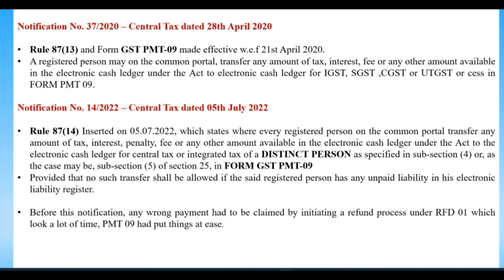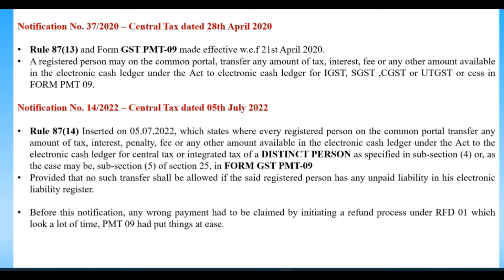On 28th April 2020, with effect from 21st April 2020, by Central Tax Notification 37/2020, Rule 87 Sub Rule 13 and Form GST PMT 09 were made effective. Rule 87 Sub Rule 13 states that a registered person may, on the common portal, transfer any amount of tax, interest, fees or any other amount that is available in his electronic cash ledger to the electronic cash ledger for IGST, CGST, SGST, UTGST through PMT 09.